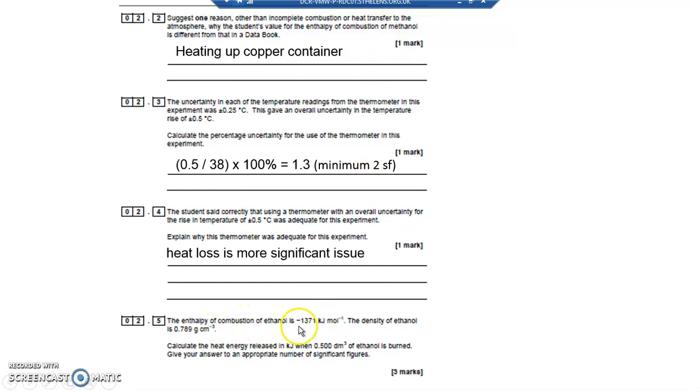The enthalpy of combustion of ethanol is minus 1371 kilojoules per mole. The density of ethanol is 0.789 grams per centimetre cubed. Calculate the heat energy released in kilojoules when 0.500 decimetre cubed of ethanol is burnt. So why would they give you a density? Density is mass divided by volume. They've given you the density and they've given you the volume, so they must want you to work out the mass of ethanol. That's the only way we could go.